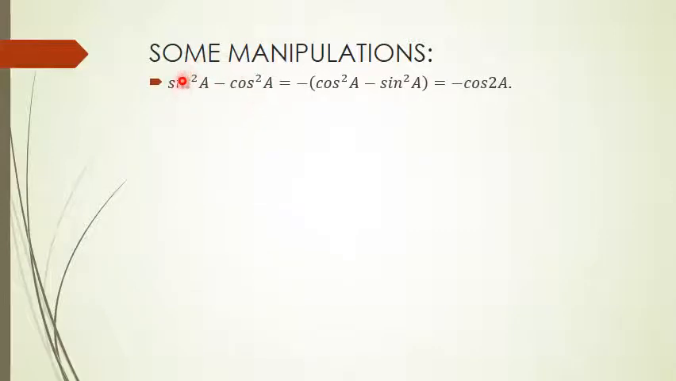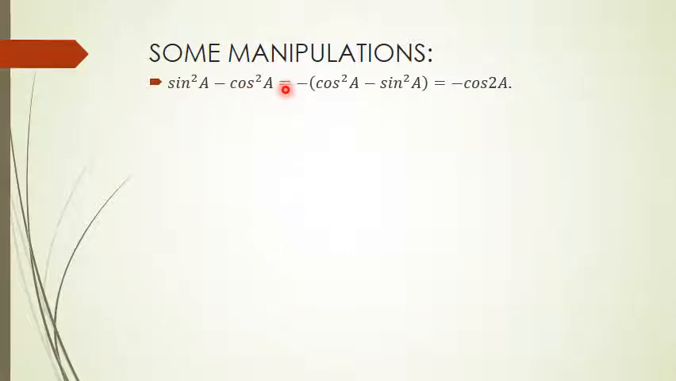Looking at this expression on the left hand side, sine squared a minus cos squared a, it will remind us of the double angle formula for cosine. The difference is that the formula starts with a positive cos squared a and then minus sine squared a. So we have to perform some manipulations in order to make it suitable to apply the formula.